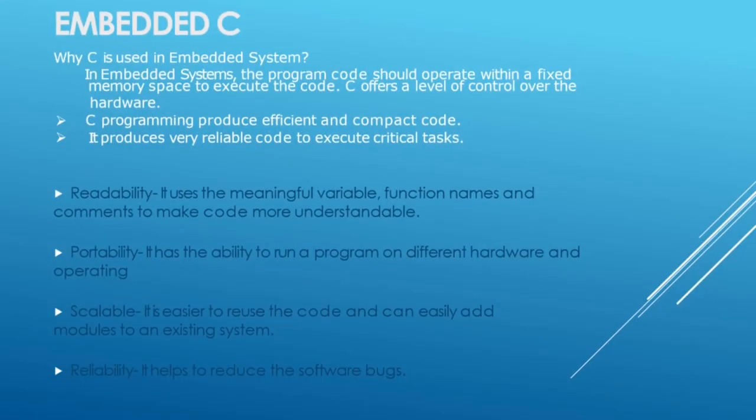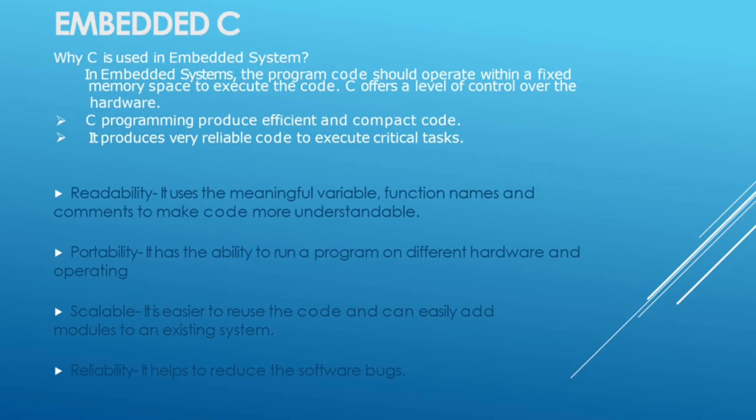So, embedded C. The code we write for the microcontroller, PIC microcontroller, is written in the C language. Why C language? In embedded systems, the program code should operate within a fixed memory space to execute the code. So C offers that kind of comfort and that level of control over the hardware. C programming can produce efficient and compact code. It produces very reliable code to execute critical tasks, and it also has readability. It uses meaningful variable and function names and comments to make the code more understandable and portable.